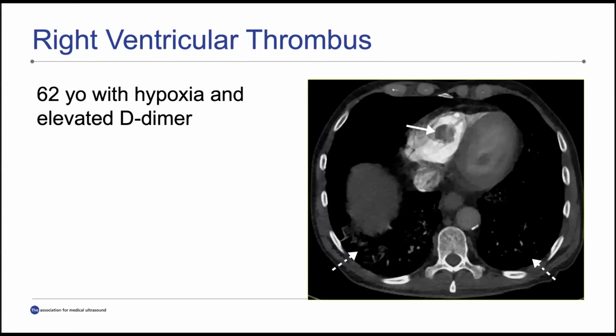This is a scan from a 62-year-old that presented with hypoxia and elevated D-dimer. And we see a scan through the chest in a patient with right ventricular thrombus. Again, here we're looking through the heart, and we're looking at the right ventricle. The bright area is contrast material, and we see this rounded mass in the center of the lumen of the ventricle, which represents a clot in this patient. The dotted arrows point to areas of infection in the lungs.